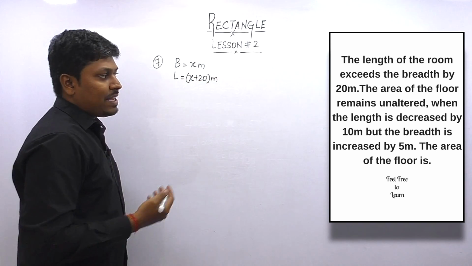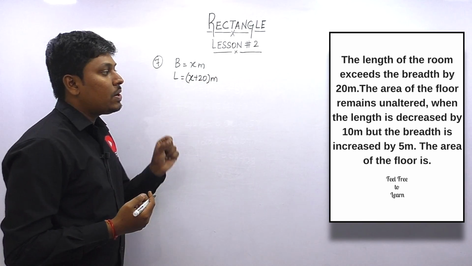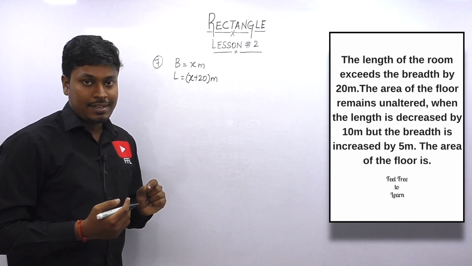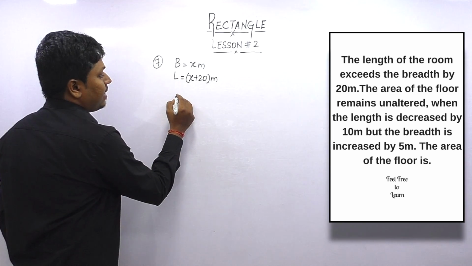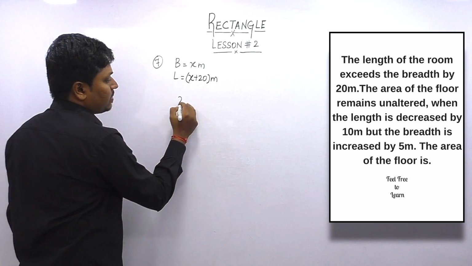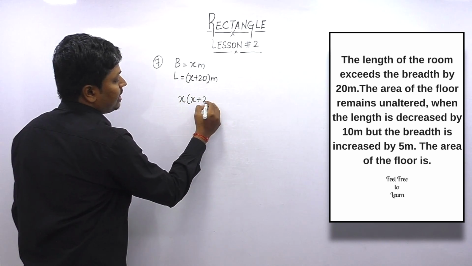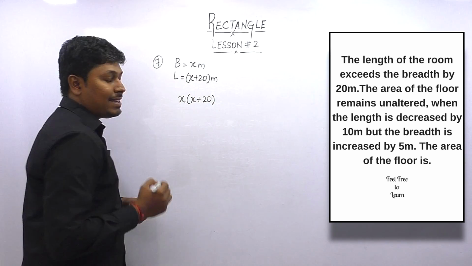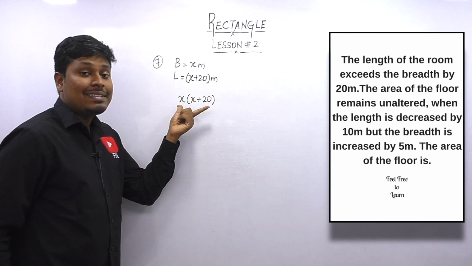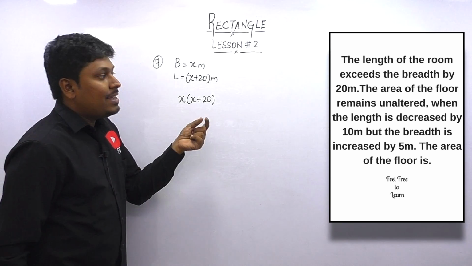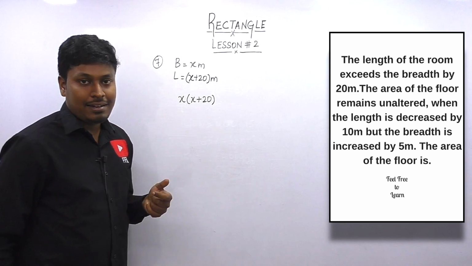So this is the first note they have given, and the second is the area of the floor remains unaltered. So what is the area? Area will be length into breadth. So length into breadth will be the area. And the next point they are saying is, this area of the rectangle is unaltered even when there is a decrease by 10 meter in length, right?